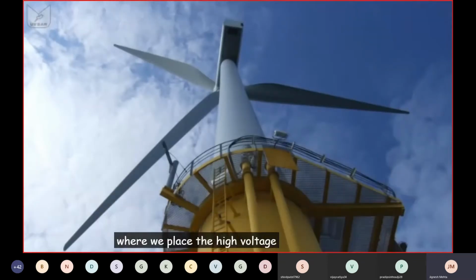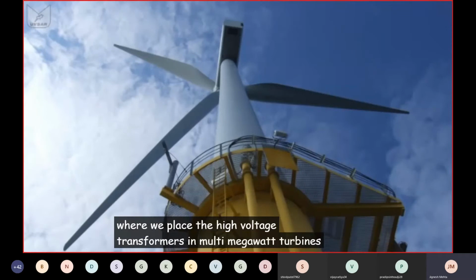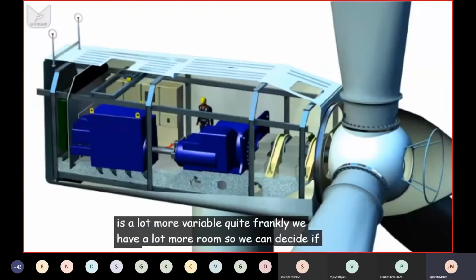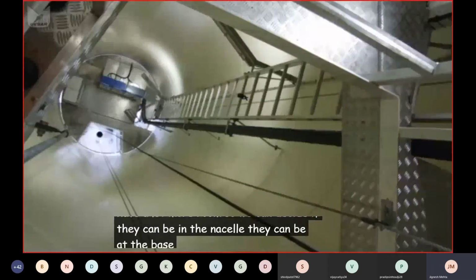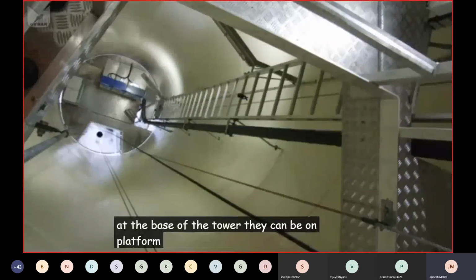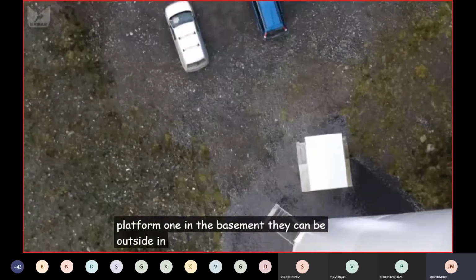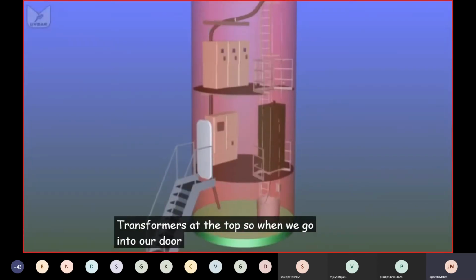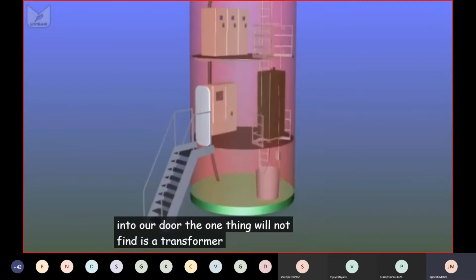Where we place the high voltage transformers in multi-megawatt turbines is a lot more variable. Quite frankly, we have a lot more room, so we can decide if they can be in the nacelle, they can be at the base of the tower, they can be on platform 1 in the basement, they can be outside in a hut. In this example, the transformer's at the top, so when we go into our door, the one thing we'll not find is a transformer.